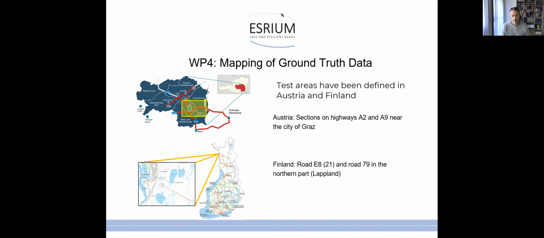And in Finland, there's another test area defined, which is a road. It's not a highway. You have some lower speeds, but it's very far to the north. So you have other problems with the weather conditions and so on. So these are two quite different test sites, and it will be interesting to compare results from these test sites.